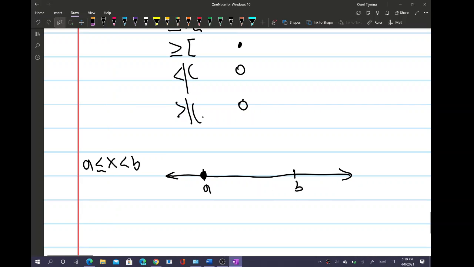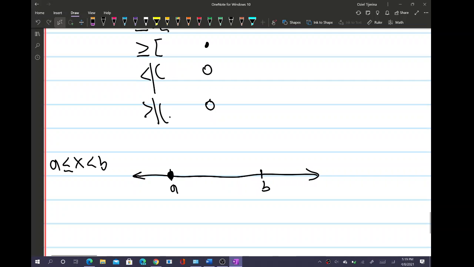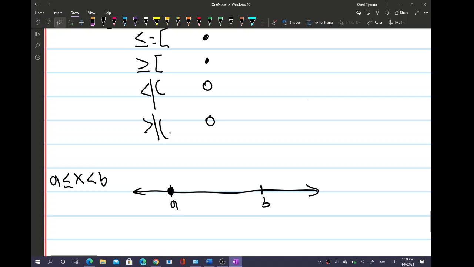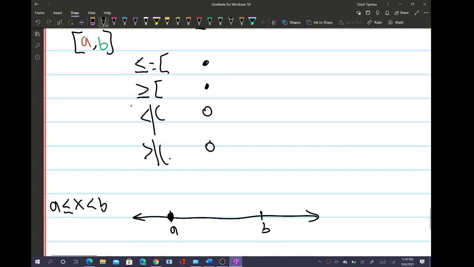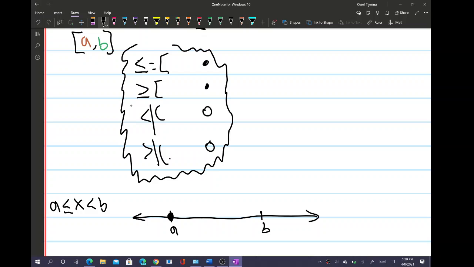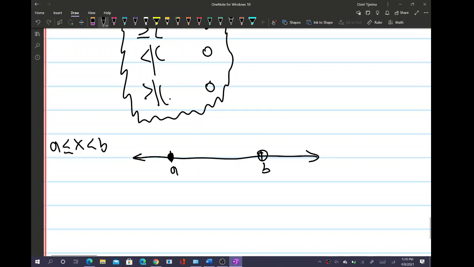Now, you look at B and you say, oh, it's less than. Okay, so is it a dot? Looking specifically at this part, do you say, oh, is it a dot or is it a circle? Well, it's less than, so it's a circle. And now you just go ahead and shade in between. That's another way to think about it.